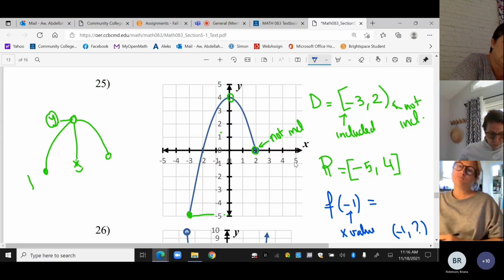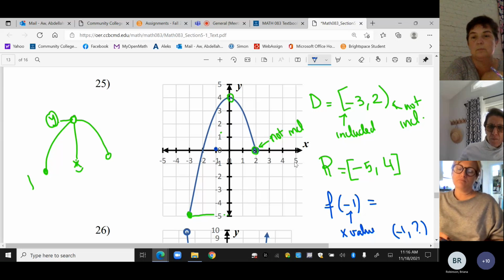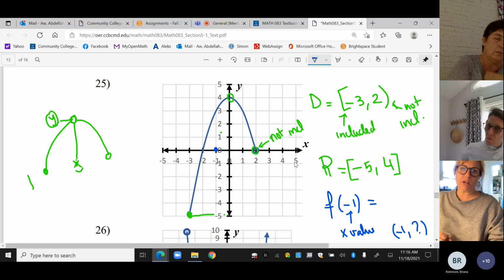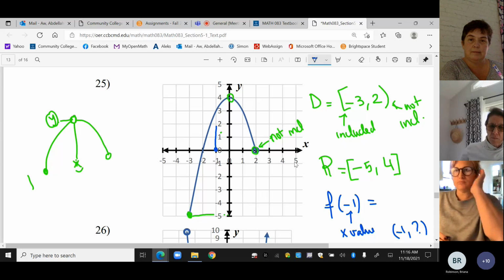How are we going to do it? Very simple. -1 is here, right? That is -1. What do I do? Wherever there's an x, this is my x right here. My x is -1 here. I draw a vertical line until I hit the graph, right?